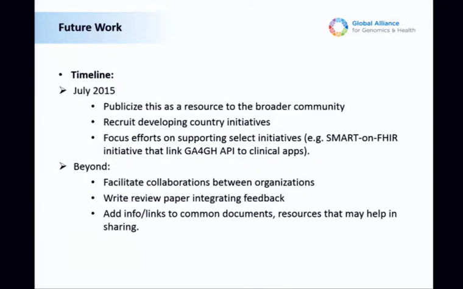There's a focus on efforts to support perhaps select initiatives so that we can foster collaboration from some of those hubs and spread the message around to some of the other initiatives. And I outlined a few here. And then looking into the future, we may be able to learn from this to foster collaborations from the beginning between different organizations, and then perhaps to write a review paper that integrates the feedback that we got, lists all the organizations and how we're learning about how to collaborate. And then finally, it'd be useful to add in links to common documents and resources that can help in sharing. That way we provide an added layer on top of sharing all the different resources. We add a curation layer that provides common documents that might be useful to everyone.